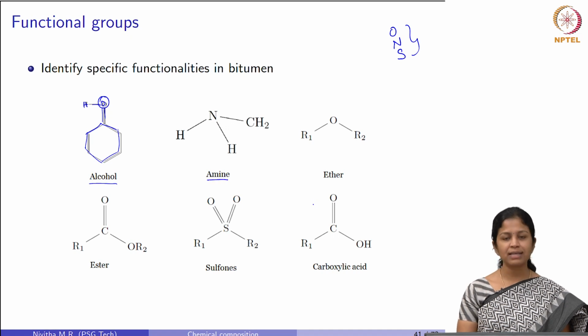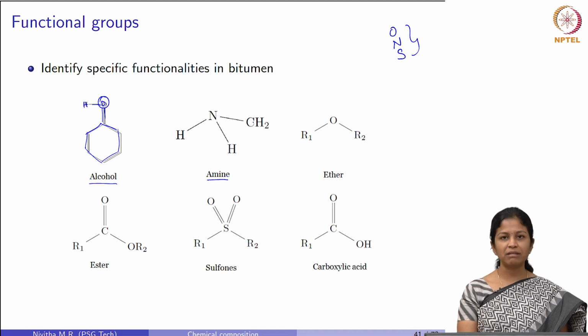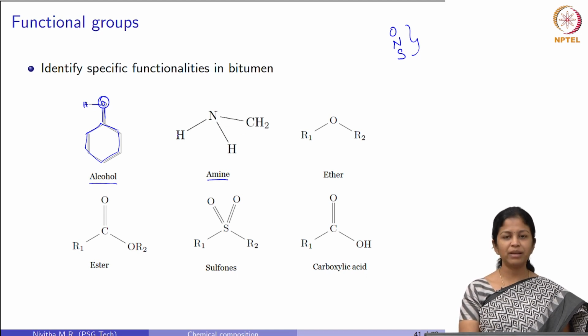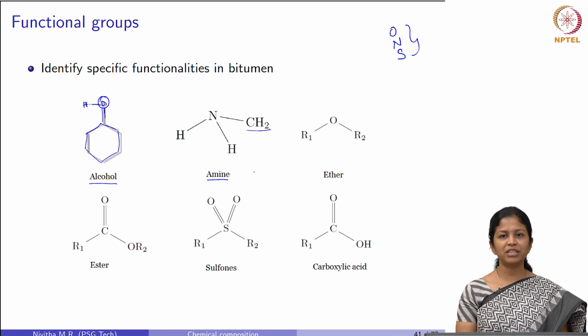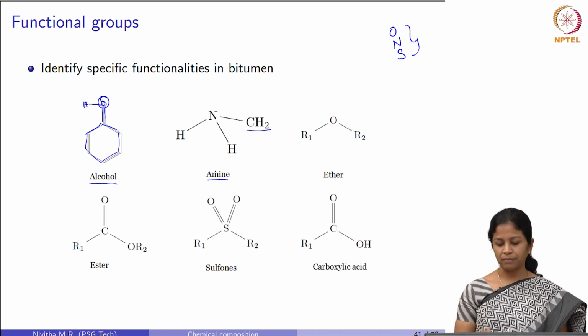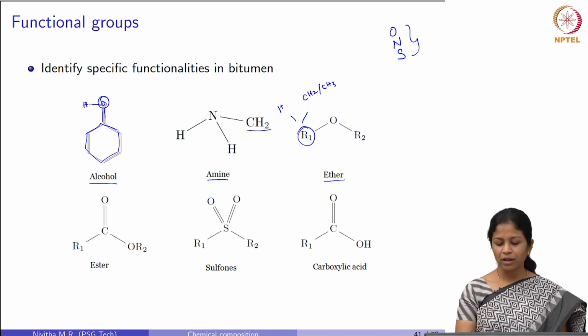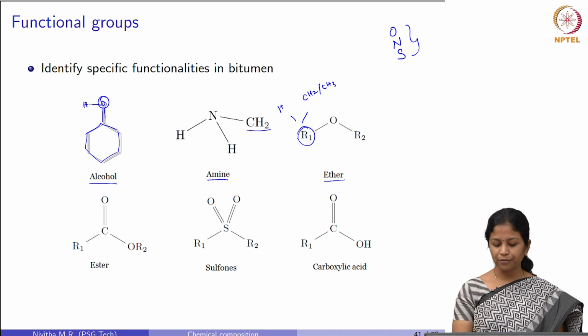Similarly, we have something called amine. We have nitrogen and 3 hydrogen atoms attached to nitrogen, and any of them can be replaced by an ethyl or methyl group. Depending upon how many hydrogen atoms are replaced by ethyl or methyl group, they are called primary, secondary or tertiary amine. Similarly, we have ether. We have 2 functionalities, which can be either hydrogen or CH2 or CH3, any functionality. So, we have one hydrogen or any functionality bonded to oxygen, which is bonded to another functionality.